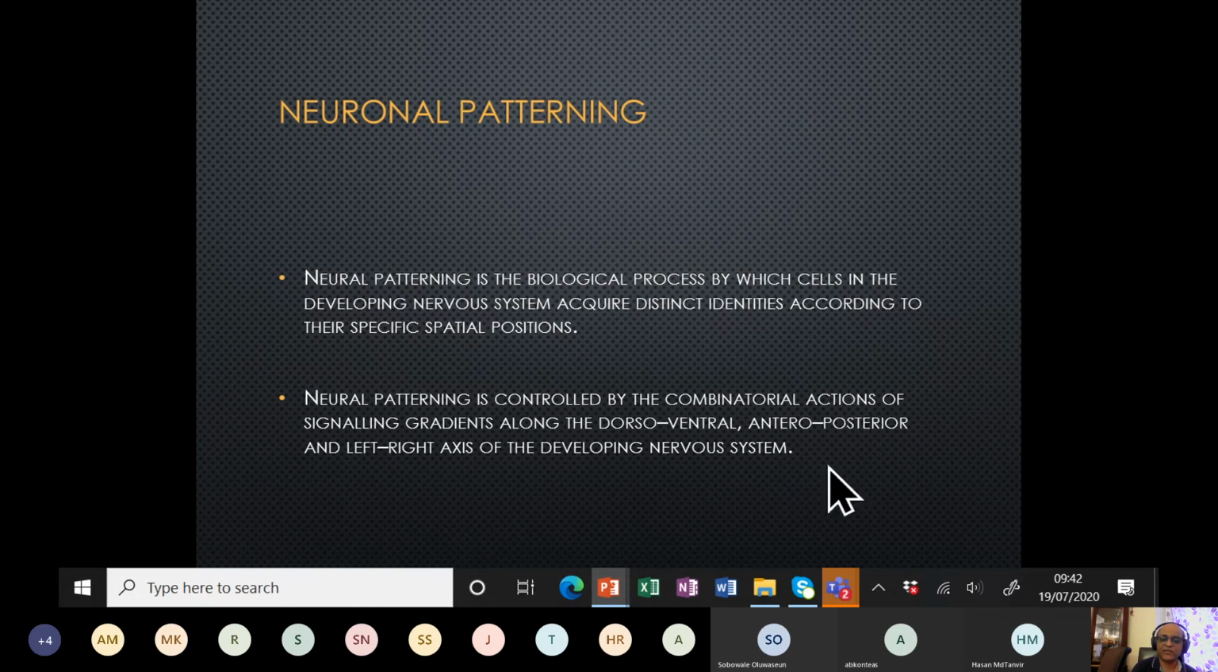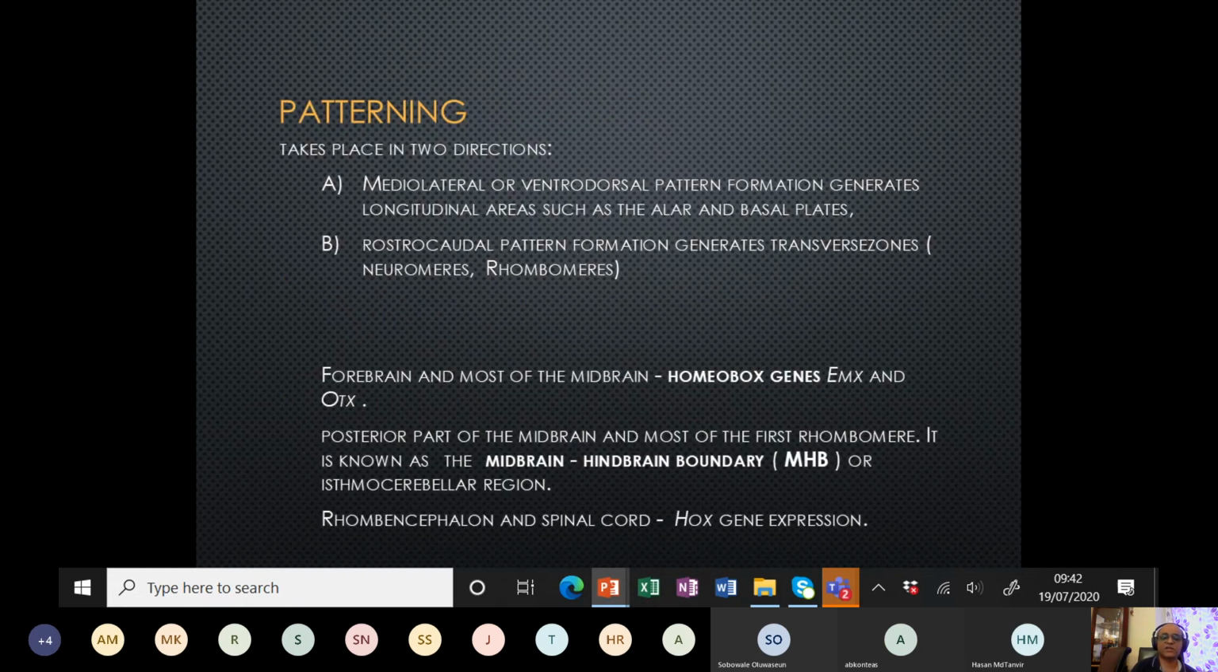Similarly, you can get patterning which can develop between the right and left axis, and we saw that in the patient who developed septo-optic dysplasia because he could not develop that midline septum. And also there are the anteroposterior patternings in the central nervous system. We saw the ventrodorsal patterning into the alar and basal plate. Similarly, we can call the rostrocaudal or anteroposterior pattern, which is called the neuromeres or the rhombomeres.